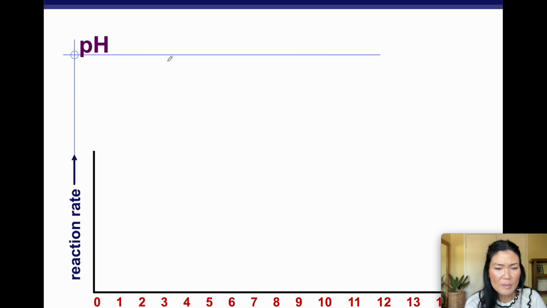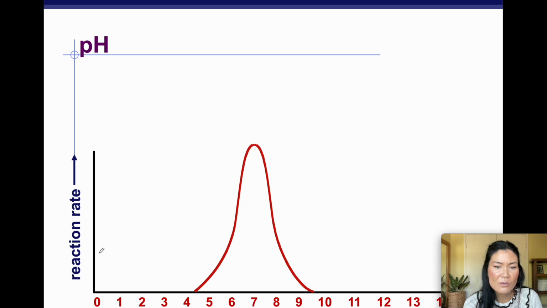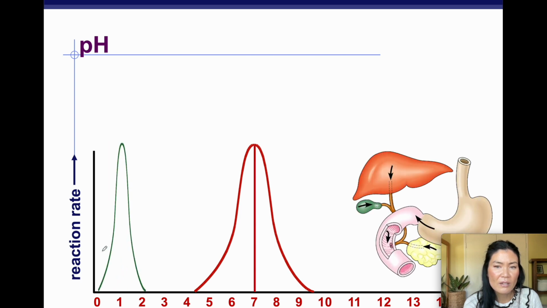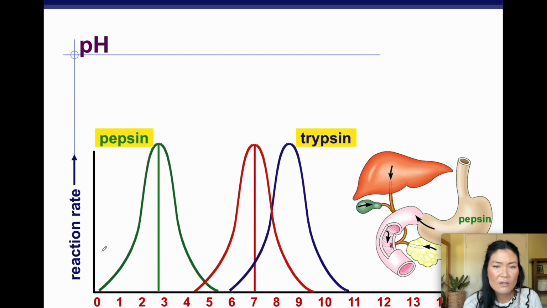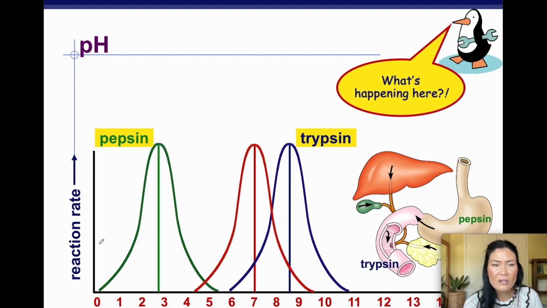Now let's talk about pH. So on our x-axis, we have pH 0 to 14, and then the rate of reaction on the y-axis. So what's going on here? Let me just put up everything here. So this green graph shows pepsin activity. It's an enzyme that's found in our stomach, and pepsin works best at a pH of like what? Like 3.5, between 2 and 3.